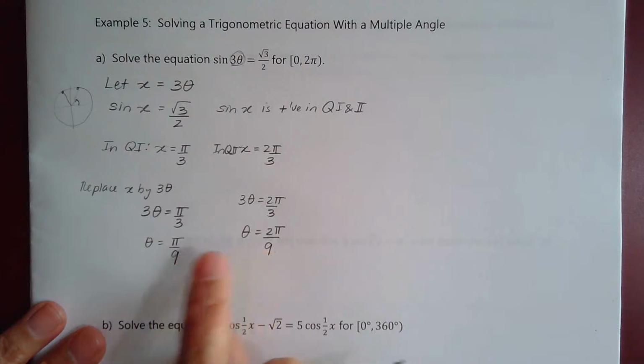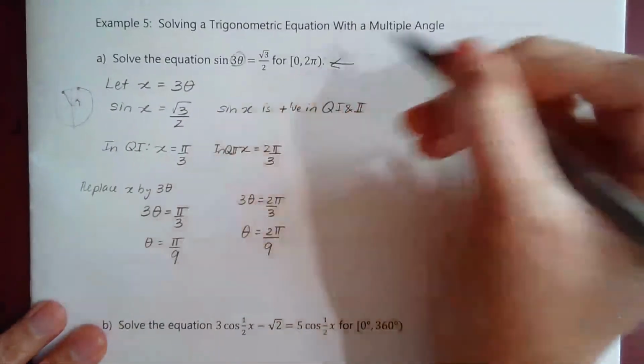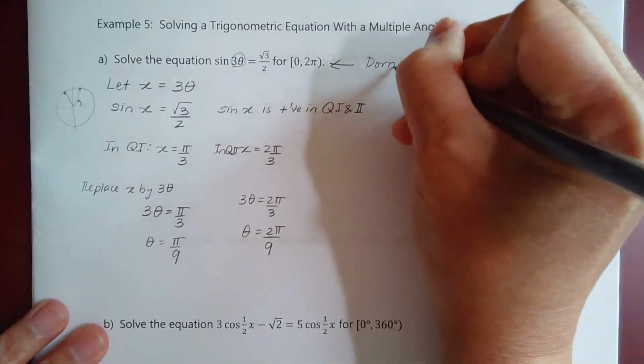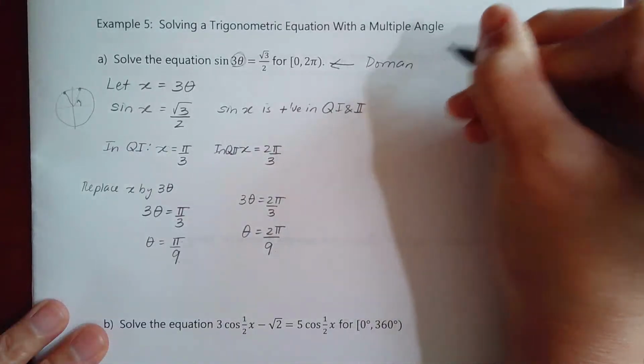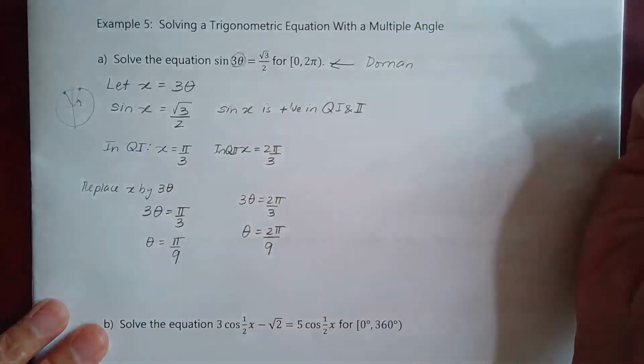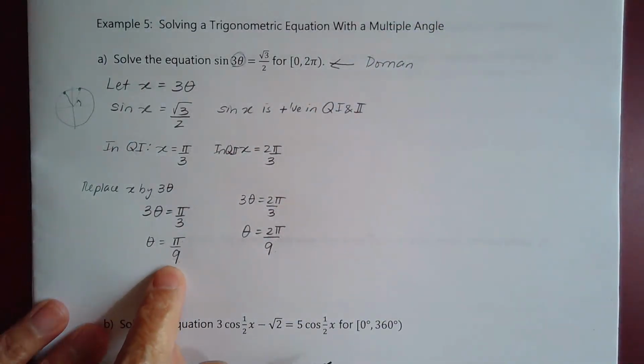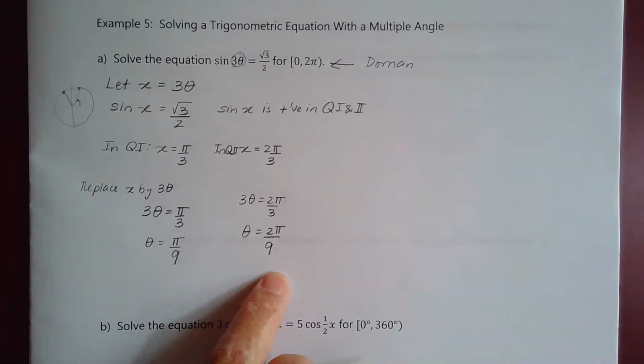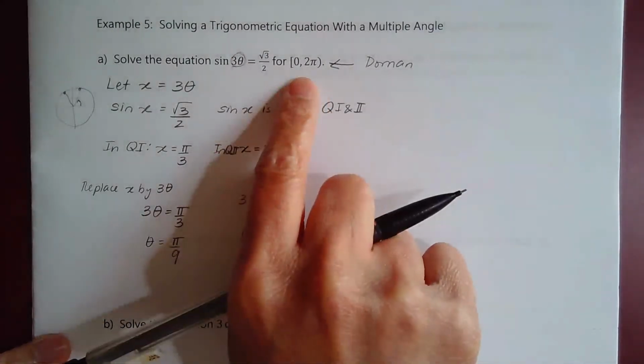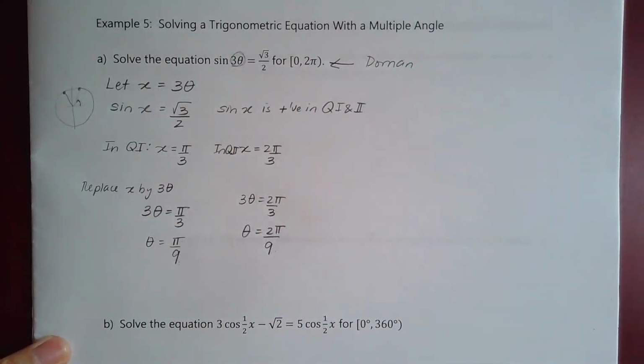Is that going to be the solution in this particular domain? The domain for theta is going to be between 0 and 2 pi. And pi by 9 is going to be between 0 and 2 pi. And so is 2 pi by 9. 2 pi by 9 is also within 0 and 2 pi.